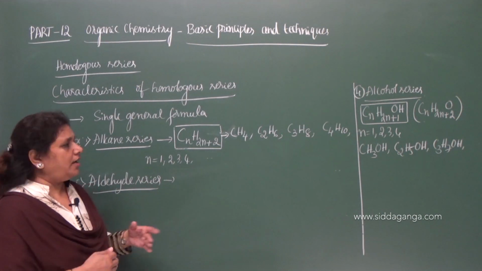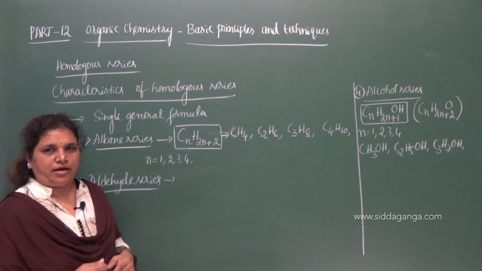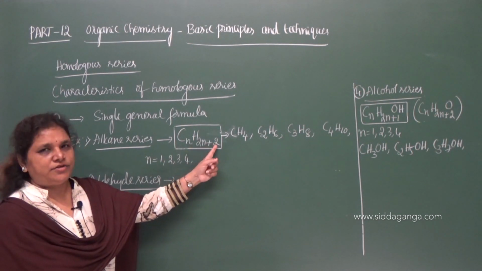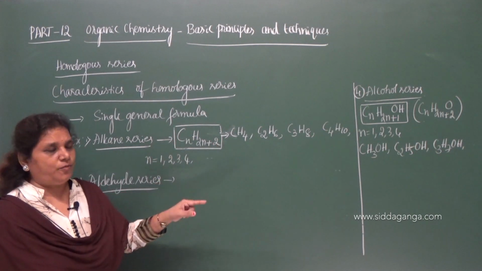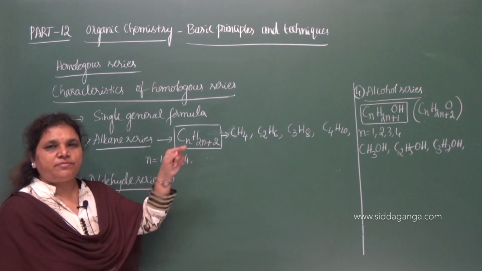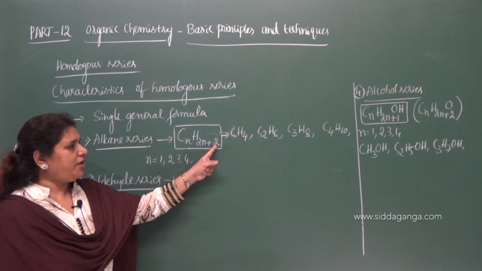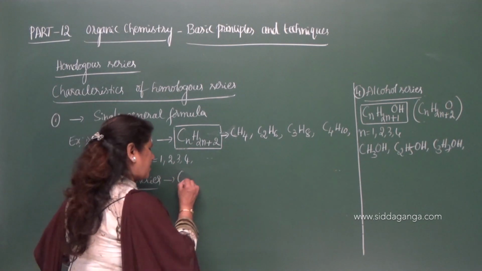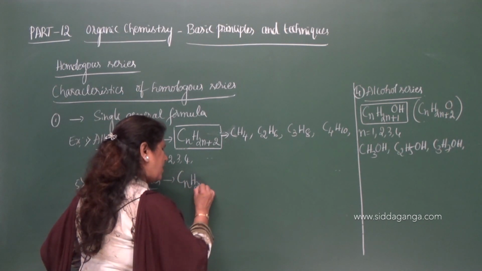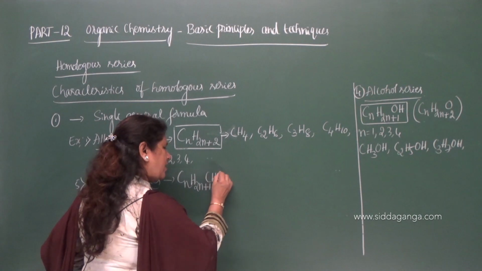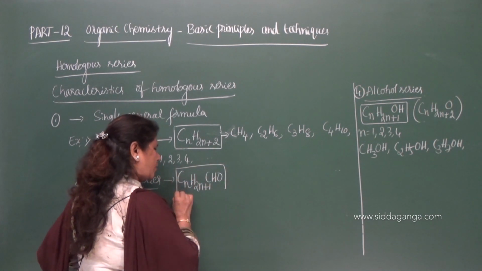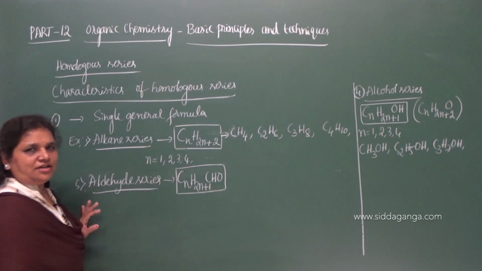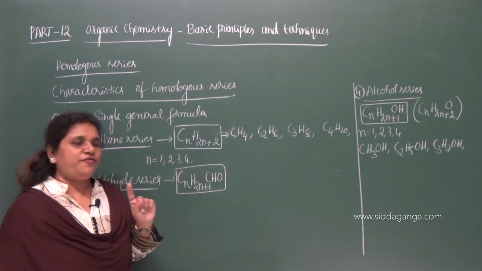Let us consider aldehydes as derivatives of alkanes. Then how do we write the general formula? By replacing one hydrogen by a CHO group. So we need to replace one hydrogen by a CHO group, which means we have to reduce one hydrogen from the general formula of alkanes. Then the general formula of aldehydes is CnH2n+1CHO.